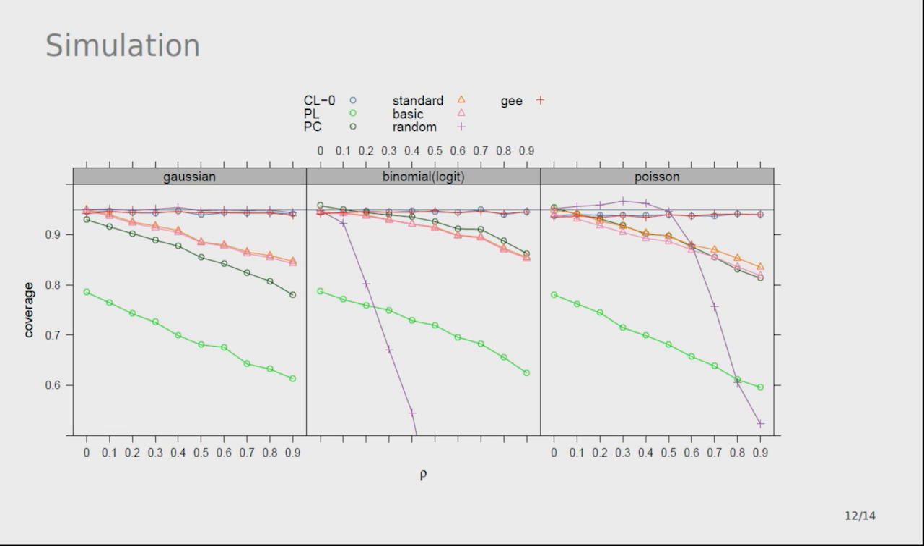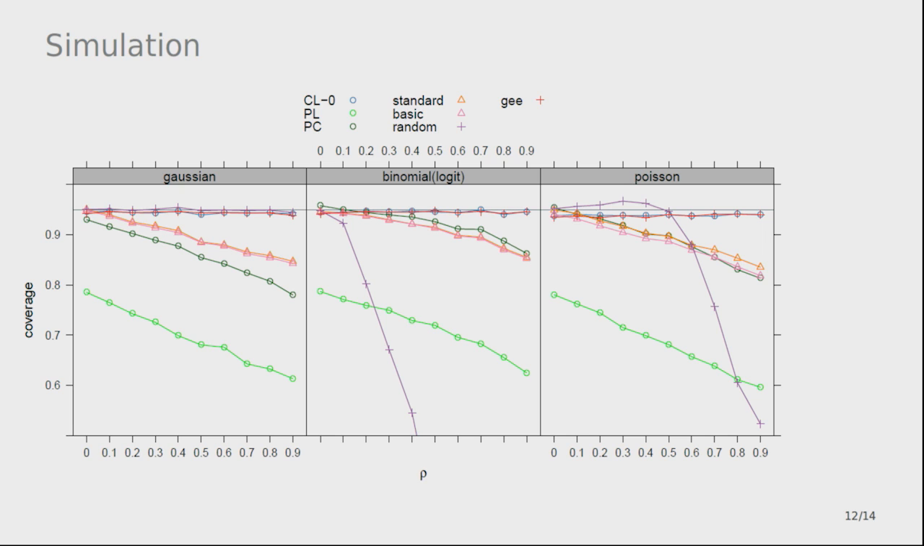Here we go with the first simulation result. The performance of clustered standard errors for Gaussian, binomial, and Poisson response distributions is examined here. Along the y-axis, the coverage is plotted. Along the x-axis is the cluster correlation of the response. CL0 is the clustered standard errors with HC0 type of bias correction, while PL and PC are the Driscoll and Kraay and the panel corrected standard errors, all introduced in the previous slides and implemented in the sandwich package. CL0, of course, accounts for the clustering, but PL and PC are usually employed for panel data with a large time dimension.